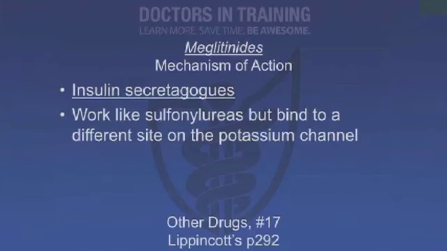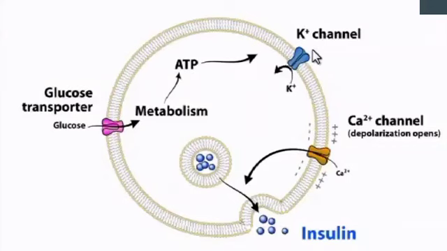They're also insulin secretagogues, similar to sulfonylureas, but they bind to a different site on that potassium channel that we were looking at earlier. So they increase insulin secretion by the same way, but technically they're not sulfonylureas. This is only used, again, for type 2 diabetes because, like the sulfonylureas, it requires a functioning beta cell.